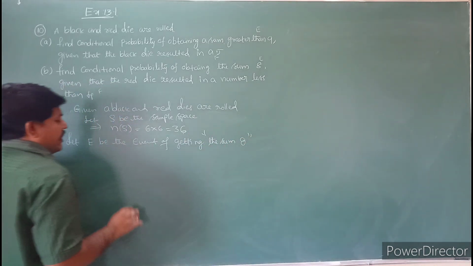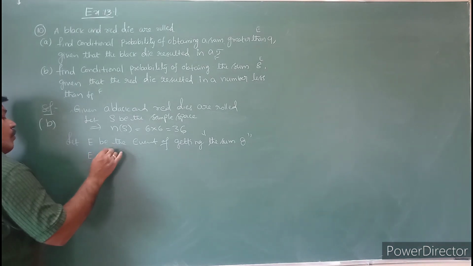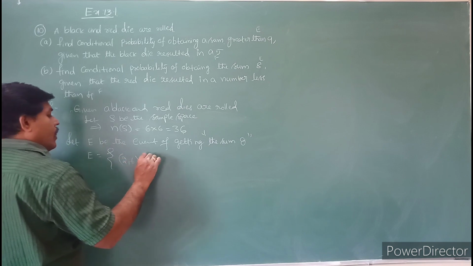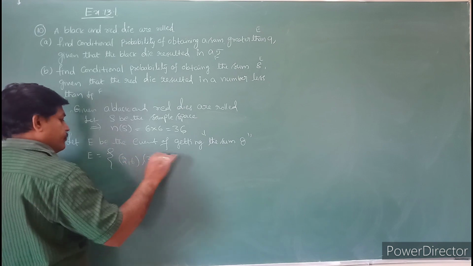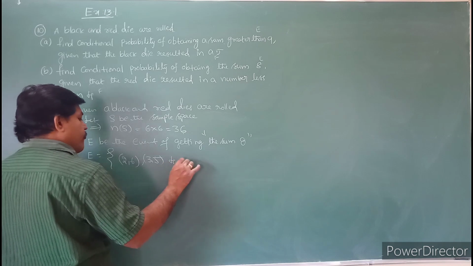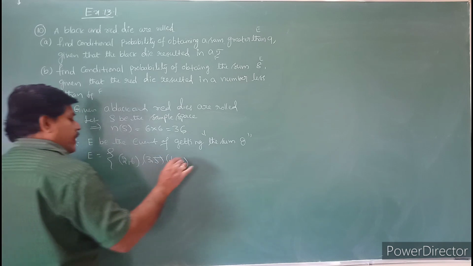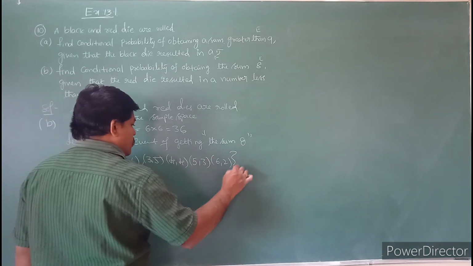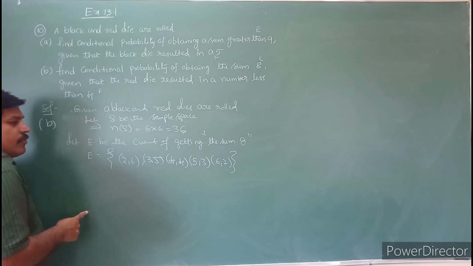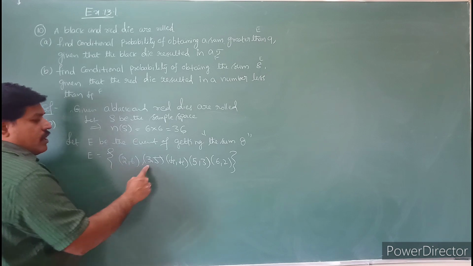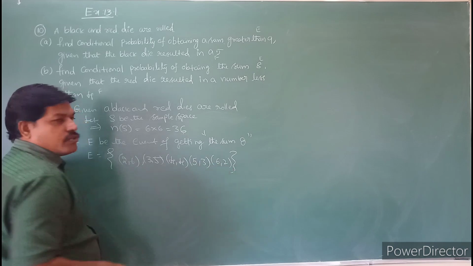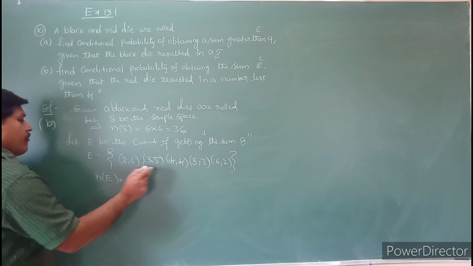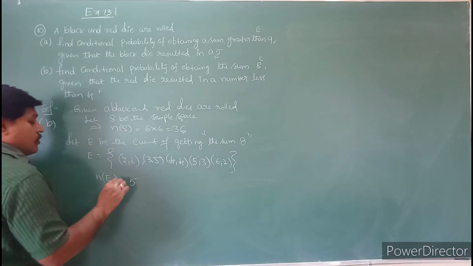So how to get the sum 8 here? E is equal to, what are the possibilities, students? (2,6), (3,5), (4,4), (5,3), (6,2). You have to get a sum of 8 from these possibilities, then you will get the sum 8. That means n of E is equal to 5.